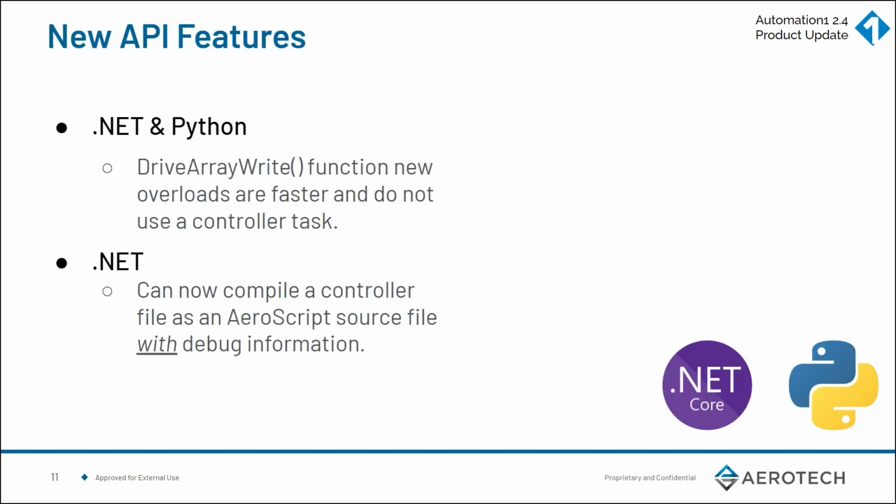New API features in general include, if you're somebody who writes data to the drives for certain process requirements, the new drive array write functions. The new overloads are faster, and they do not use a controller task to work when you're using them from the API. So that's a clear advantage for writing data to the drive array. And also in .NET, you can now compile a controller file as an AeroScript source file, but with the debug information, which is also very useful to have.